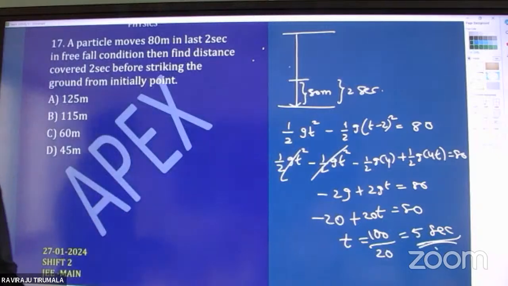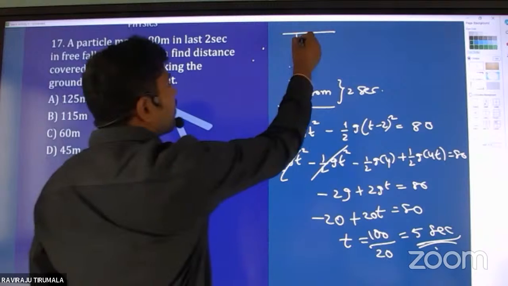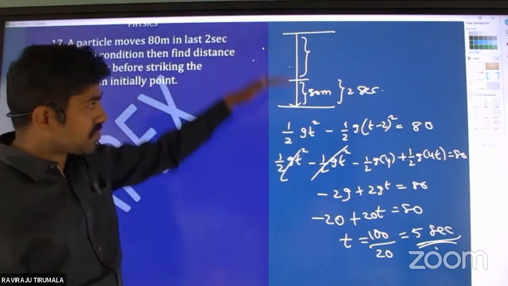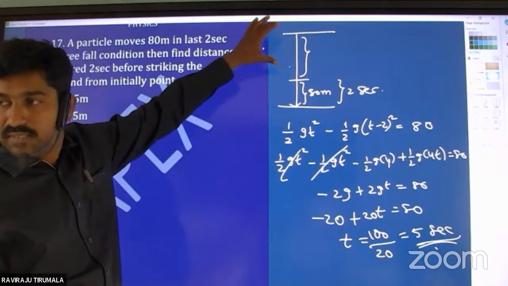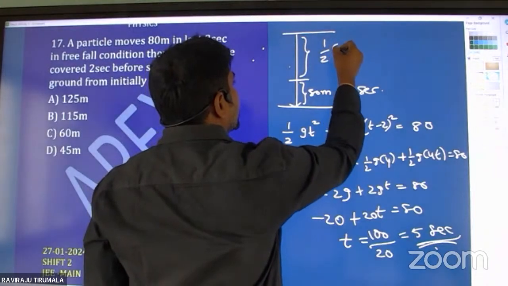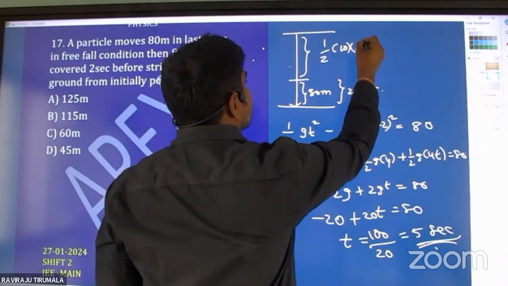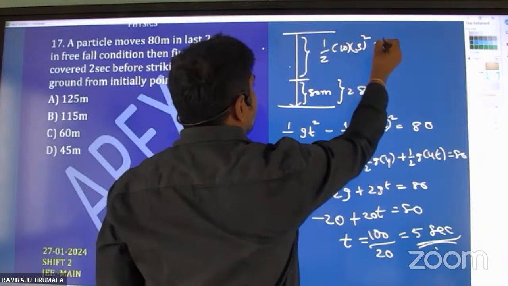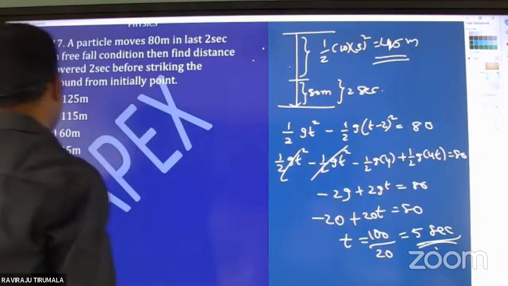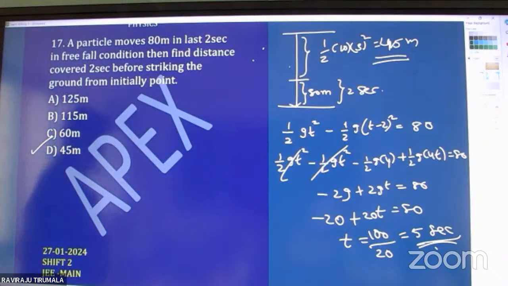Total time is 5 seconds, but that is not the question. The question is the distance traveled in the first 3 seconds only. If the total is 5 seconds, what is the earlier time? 3 seconds only. So this distance will be half into g into 3 square, which is 5 into 9, that is 45 meters. Answer is 45 meters. Okay, simply a question done with basic equations.